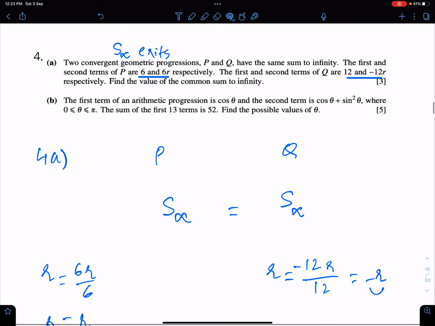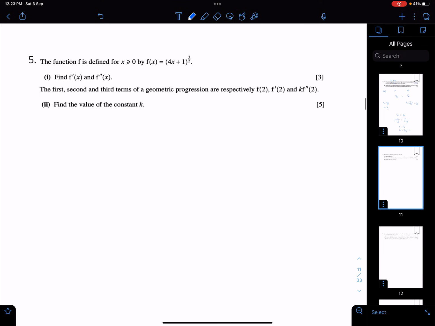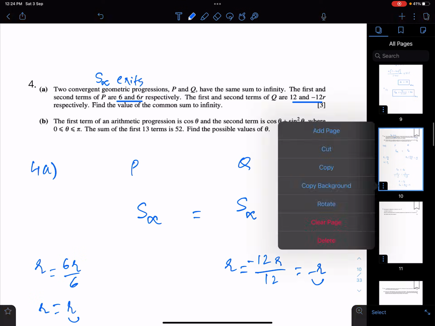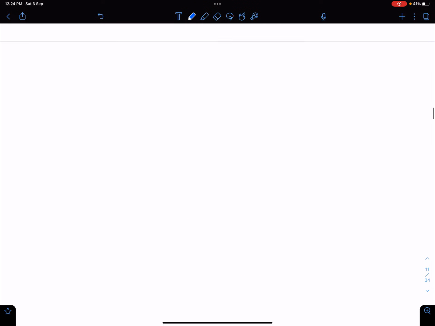Now the next part of this question. The first term of an AP is cos theta and the second term is this, and theta lies in this. The sum of the first 13 terms is 52. Find the possible values of theta. So first we need D. This is 4 part B.